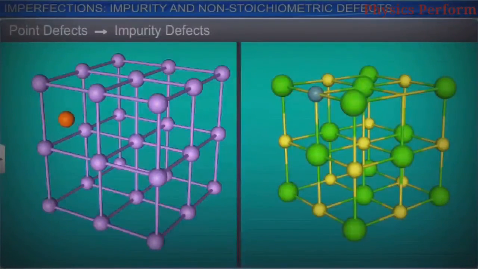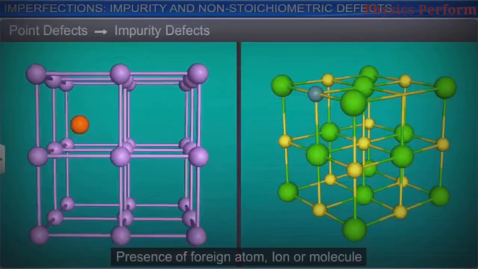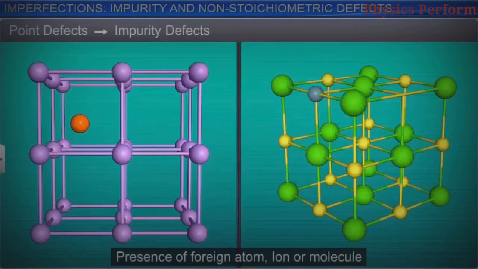This means that a foreign atom, ion, or molecule is present in the crystal. In such a case, we can say that the crystal has an impurity defect.